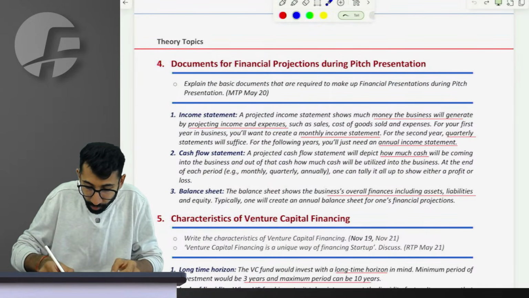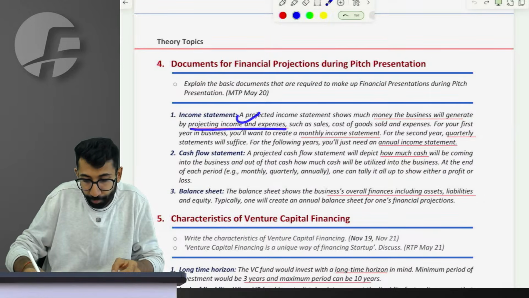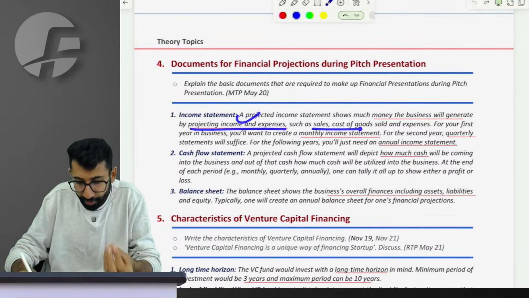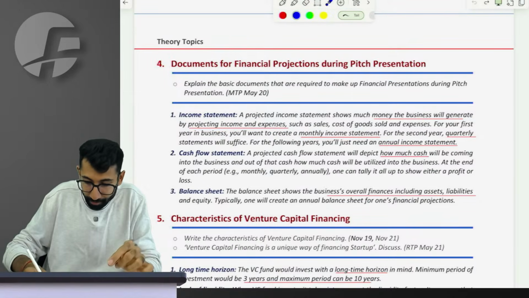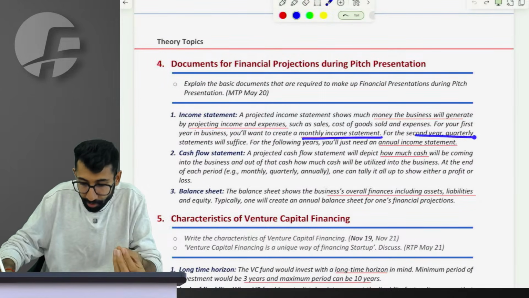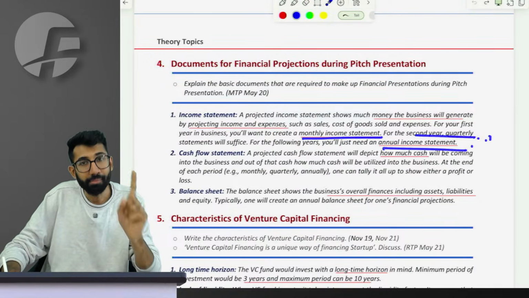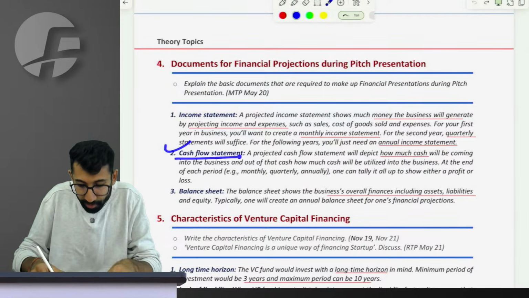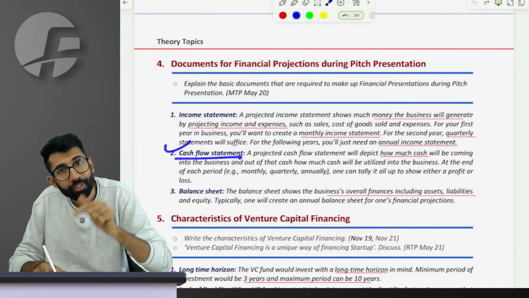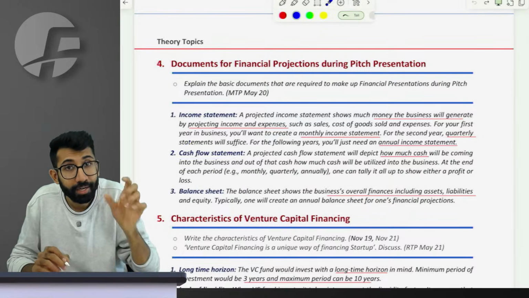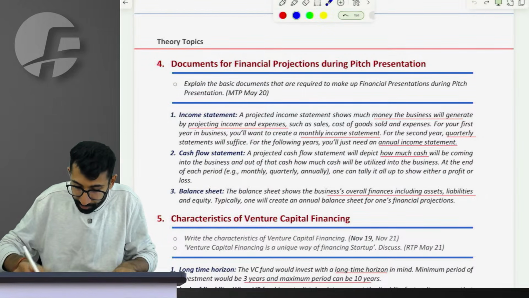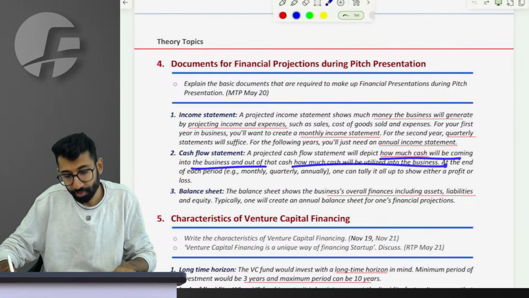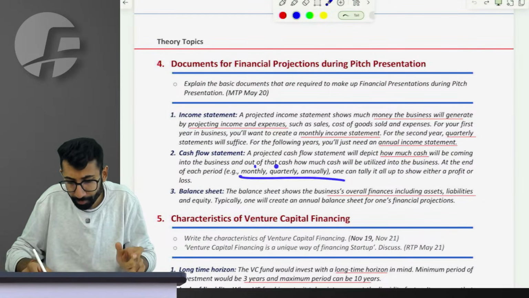The income statement tells you the income and expenses which you project: sales, cost of goods, other expenses. It ultimately tells you the profit your business will be able to make. A monthly, quarterly or annual income statement can be made. Then the cash flow statement specifically tells you about the inflows and outflows. It helps you understand the cash position, the liquidity position of the company, which is really important: how much cash will be coming in and going out. It can also be monthly, quarterly, annual.